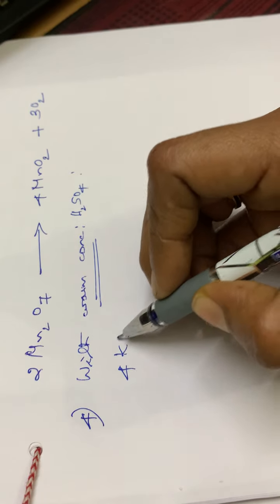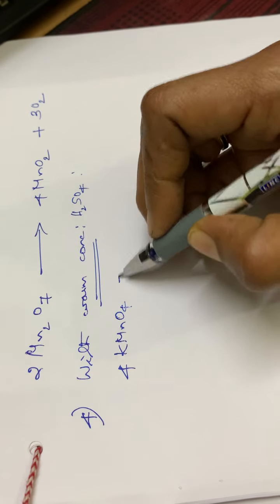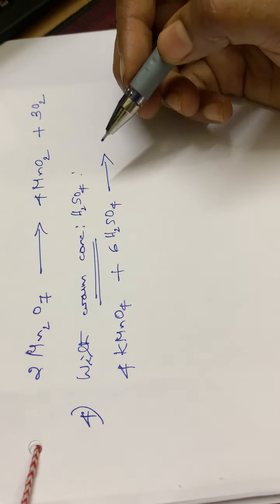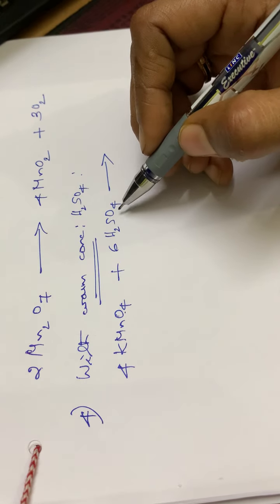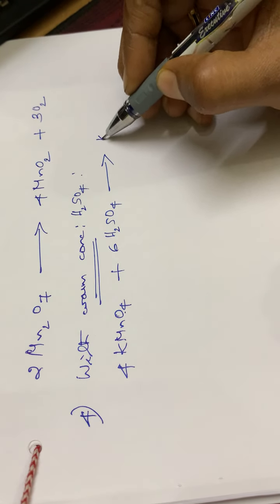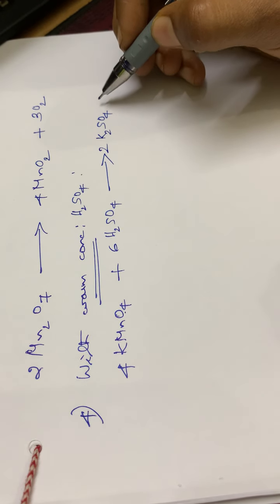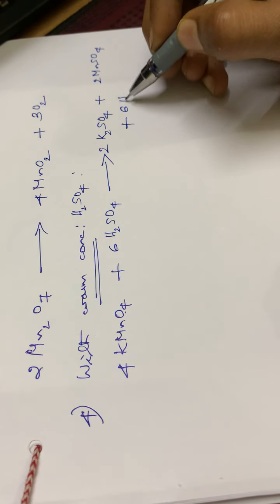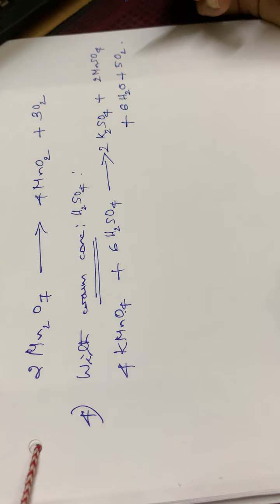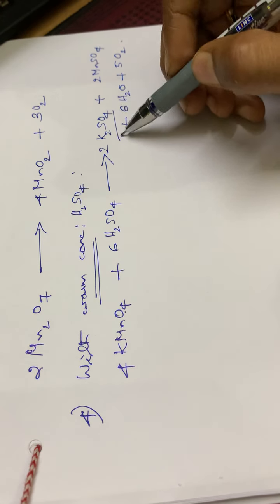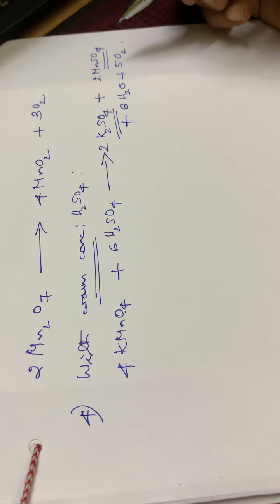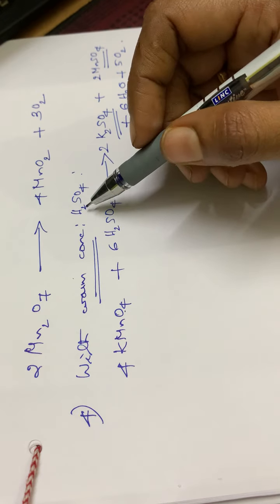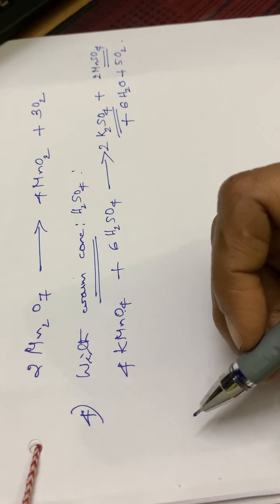So here 4 KMnO4 plus 6H2SO4. Here KMnO4 reacts with sulfuric acid to give 2 molecules of K2SO4, potassium sulfate, plus 4 MnSO4, manganese sulfate, plus 6H2O plus 5O2. So with warm concentrated sulfuric acid we will have potassium sulfate, manganese sulfate, water and oxygen. That is 2 different reactions, with cold sulfuric acid and with warm concentrated sulfuric acid.